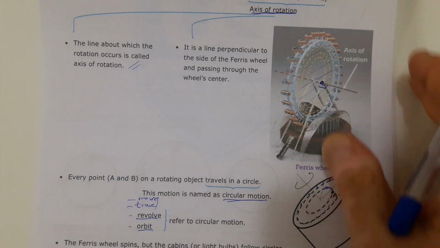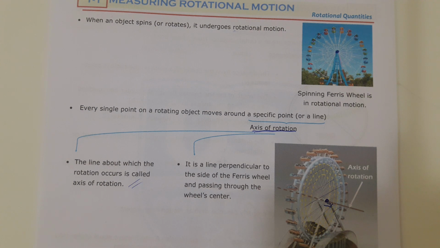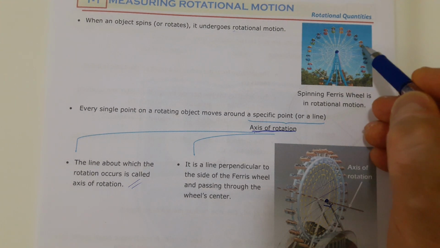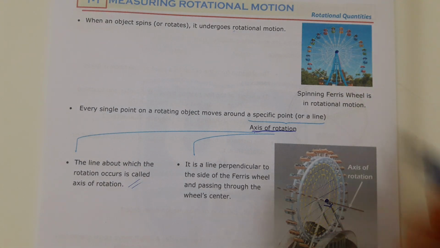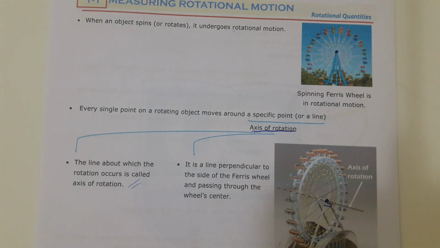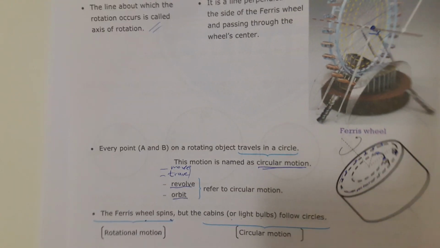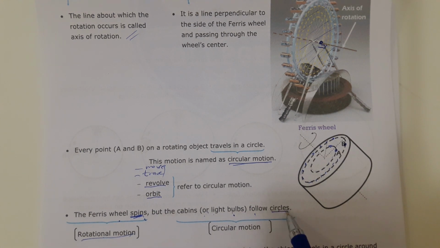Now as a Ferris wheel is rotating, the Ferris wheel spins, which is rotational motion, but the cabins are following a circular path. That's why the cabins or the light bulbs, there are light bulbs, all those light bulbs follow a circular path. That's why we say the Ferris wheel spins, which refers to rotational motion, but the cabins or lights follow circles. That's why bulbs or cabins are in circular motion.